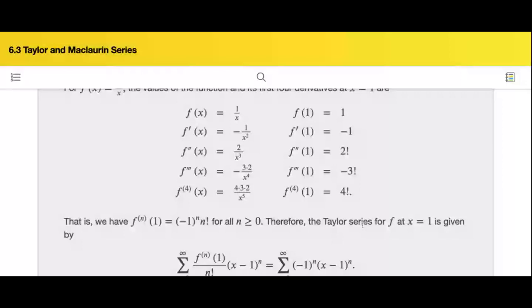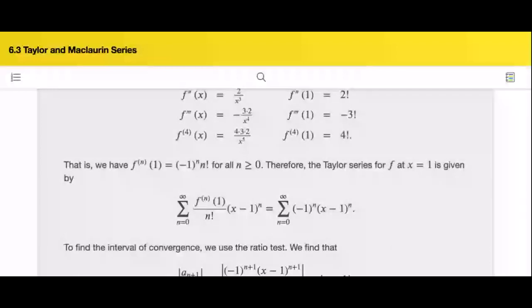And then we see we can write the nth order derivative of the function as f of nth order taking 1 as input, that equals -1 raised to n times n factorial. So that's concluded from the pattern. So for center at 1, the function can be written as the sum of -1 raised to n, times x minus 1 raised to n, where n goes from 0 up to infinity.